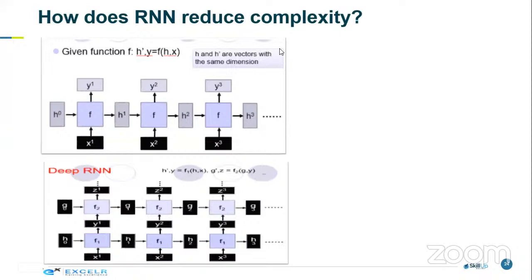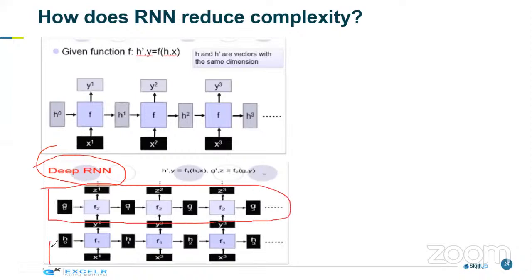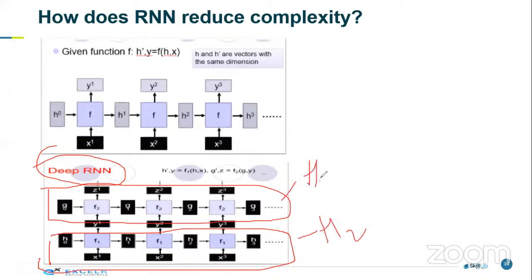A deep neural network will look like this. We have multiple cells like this, performing multiple operations at a time. And this is nothing but one layer. This is the hidden layer too.